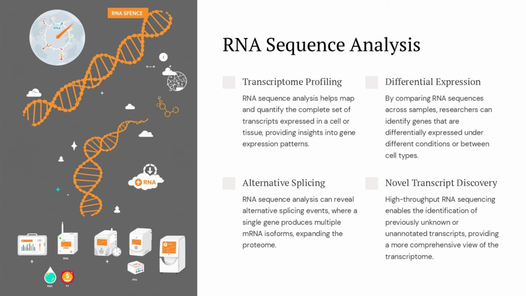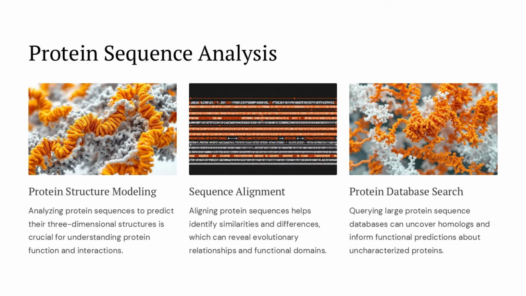Protein sequence analysis is crucial for understanding protein structure and function. We'll discuss 3 key techniques: protein structure modeling, sequence alignment, and database searching. Protein structure modeling uses computational methods to predict the 3D structure of a protein from its sequence. Knowing the 3D structure helps reveal how the protein functions and interacts with other molecules. Sequence alignment compares protein sequences to identify similarities and differences.